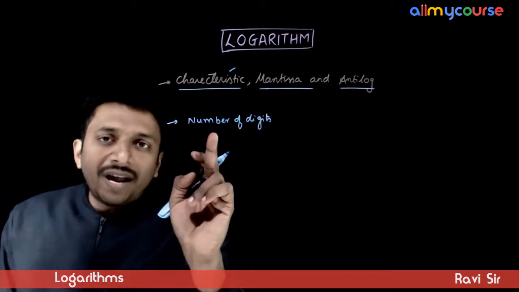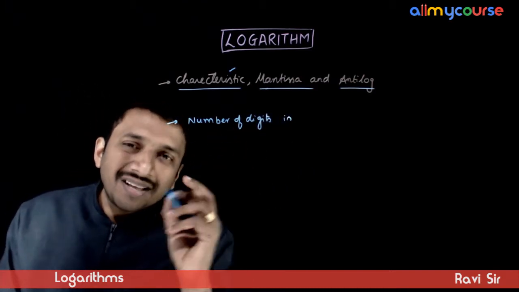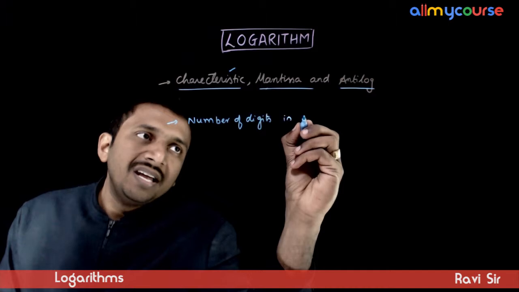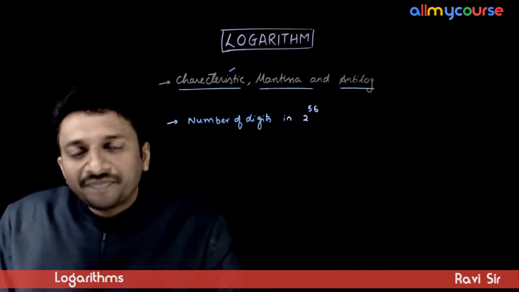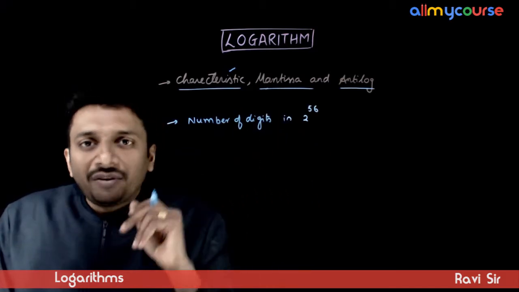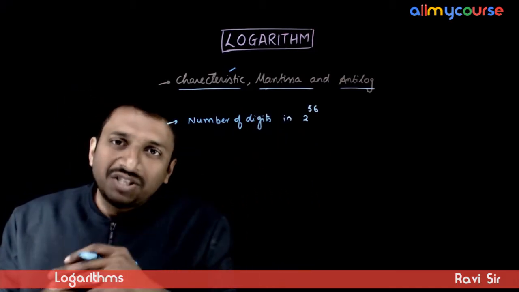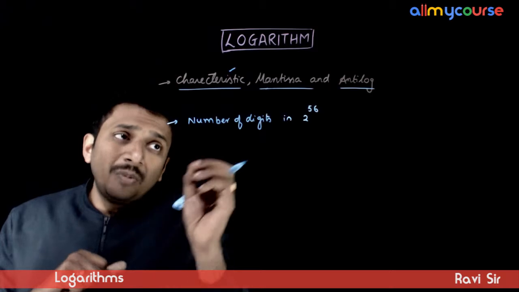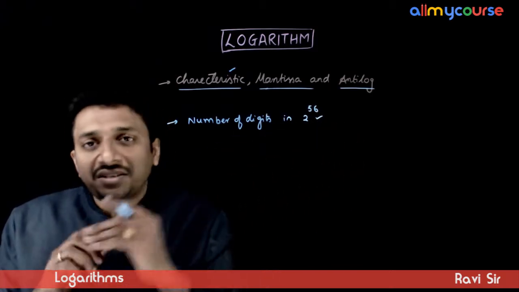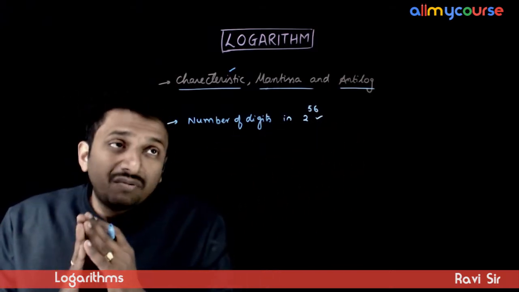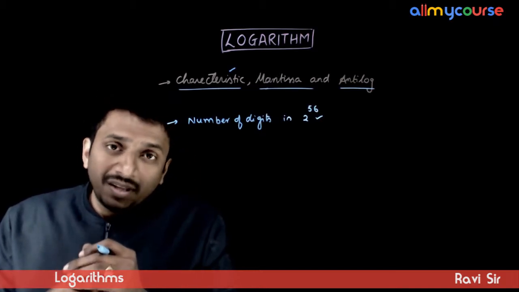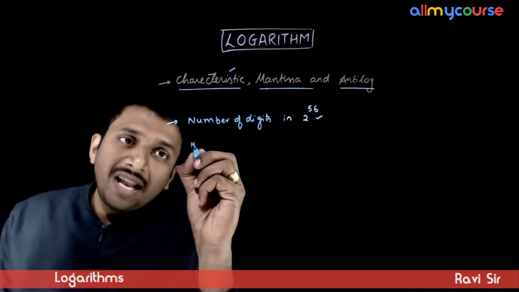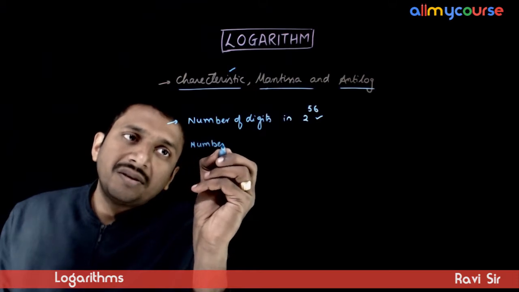So if you want to find the number of digits in some very large number, say 2 power 56. If you raise 2 to the power 56, it gives you a very large number. And if I ask you how many digits are there in 2 power 56, this is one of the questions which you can solve using the concept of characteristic of a logarithm.